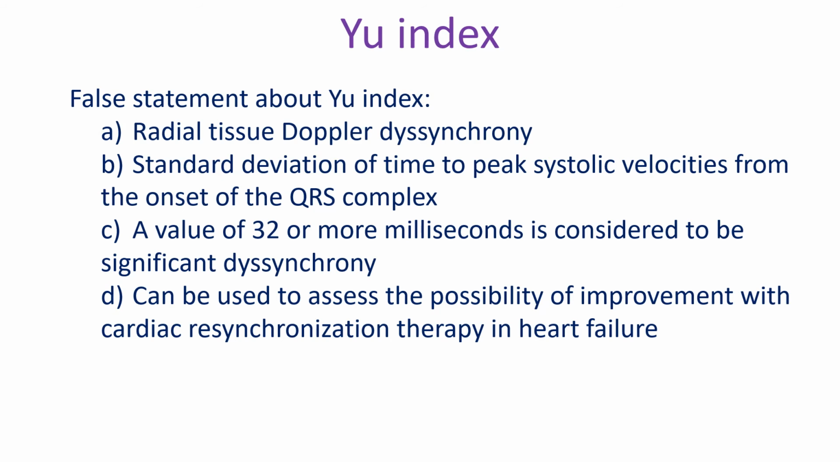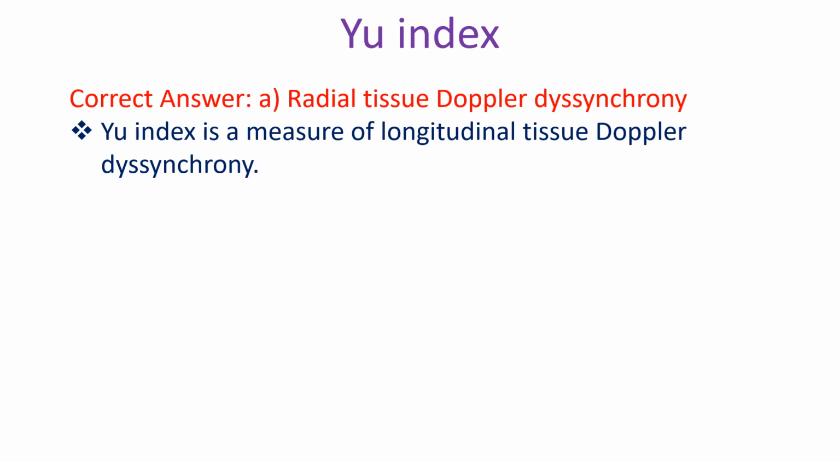False statement about U index: A. Radial tissue Doppler dyssynchrony. B. Standard deviation of time to peak systolic velocities from the onset of QRS complex. C. A value of 32 or more milliseconds is considered to be significant dyssynchrony. D. Can be used to assess the possibility of improvement with cardiac resynchronization therapy in heart failure. Correct answer A. Radial tissue Doppler dyssynchrony. U index is a measure of longitudinal tissue Doppler dyssynchrony.